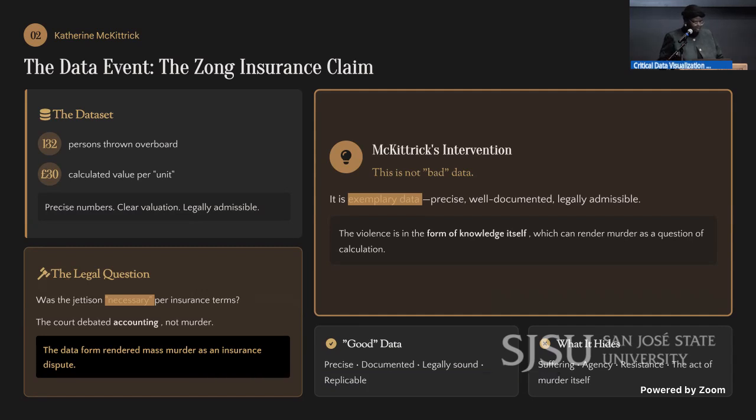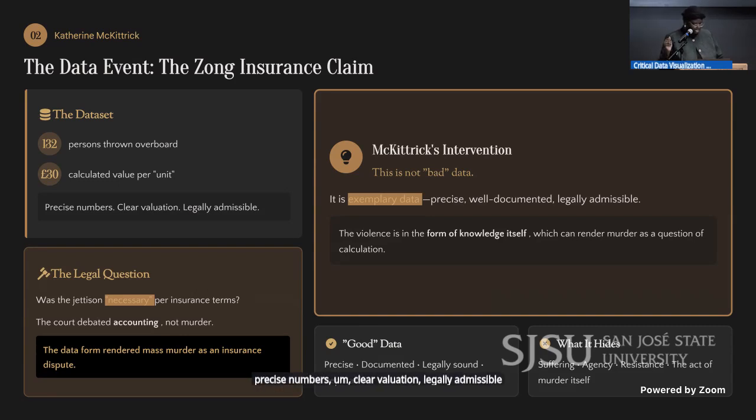In 1781, the British slave ship Zong sailed from Africa to Jamaica. It carried 442 enslaved people. It ran low on water. The captain, Luke Collingwood, ordered 132 people be thrown overboard. Drowning, sharks. The calculation was economic. Dead cargo lost at sea was covered under insurance. Dead from natural causes, starvation, thirst, was not. The massacre generated a data set: 132 persons thrown overboard, a calculated value per unit, precise numbers, clear valuation, legally admissible.